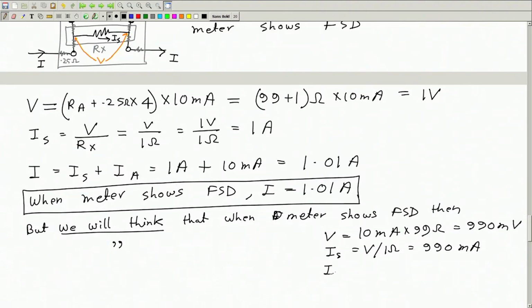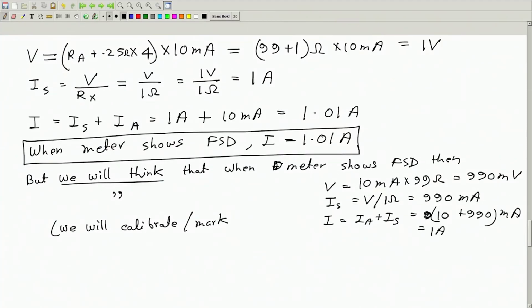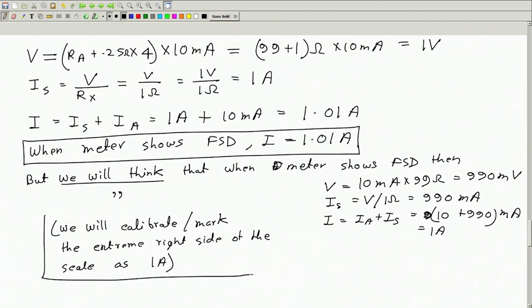So we will think I is equal to Ia plus Is. This will be 10 plus 990 milliampere, which is the same as 1 ampere. So basically we will think that this current is 1 ampere. That means we will calibrate, or we will mark, the extreme right side of the scale as 1 ampere. So we will mark the full scale deflection as 1 ampere, but actually full scale deflection means 1.01 ampere.